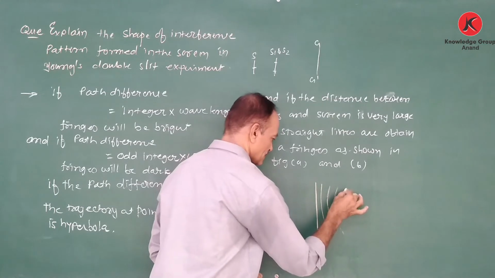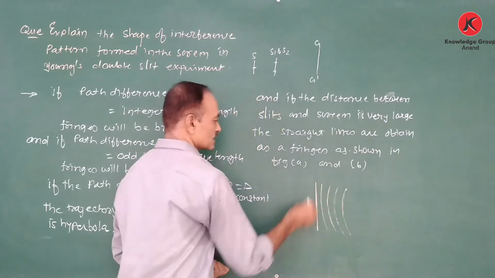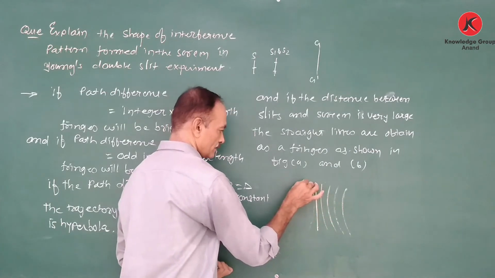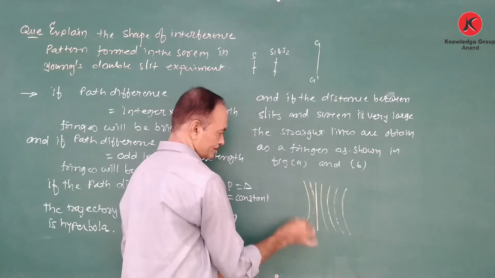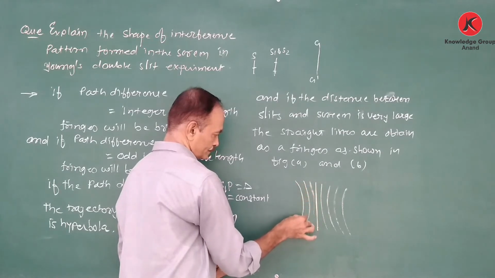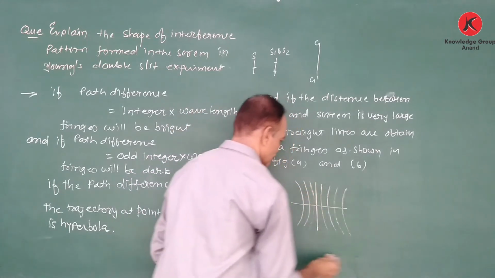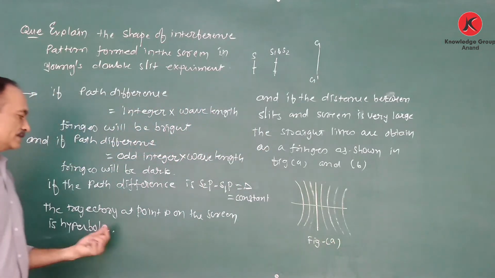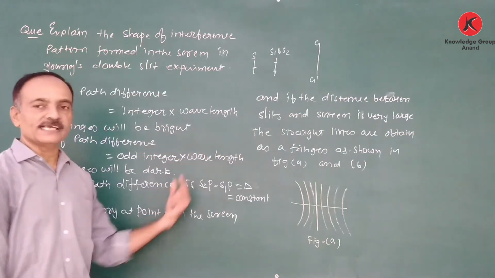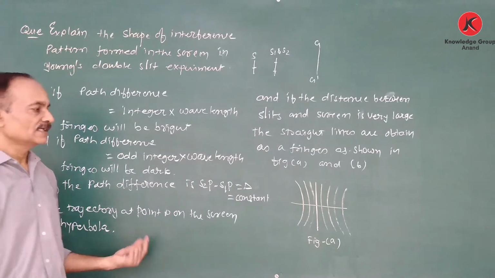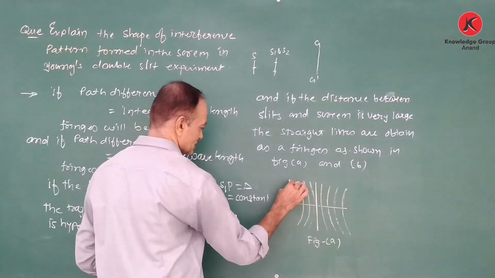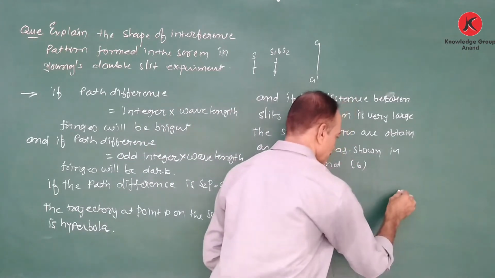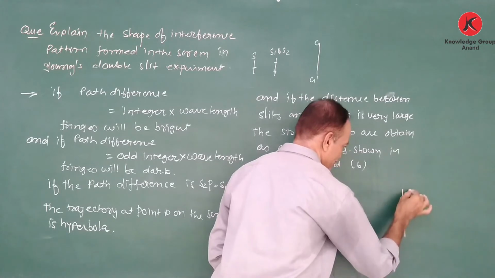As the distance from the center point increases, the fringes are going to curve. So there is figure A. Here the distance between the slit and screen is not very large, it is quite less. And for figure B, all the fringes are plain lines.